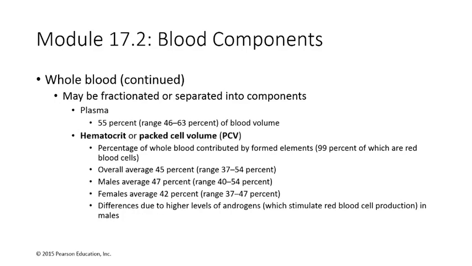For males, it's going to be somewhere around 47% average, from 40 to 54, and women slightly lower, about 42% average, with a range as low as 37 to 47. And when we get to the lab, we'll do a blood lab, and you'll learn a lot more about hematocrit values. The difference here is that higher levels of androgens, testosterone as an example, do stimulate erythropoietin, which does stimulate more red blood cell production. So with males having more testosterone, you would expect to have more red blood cells.